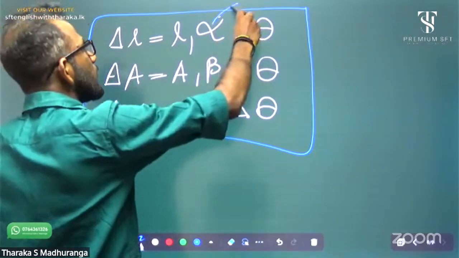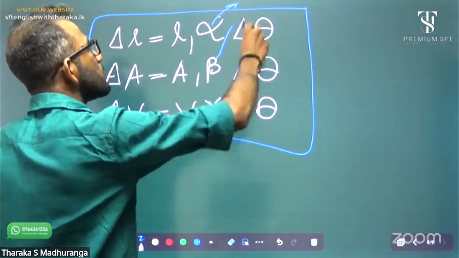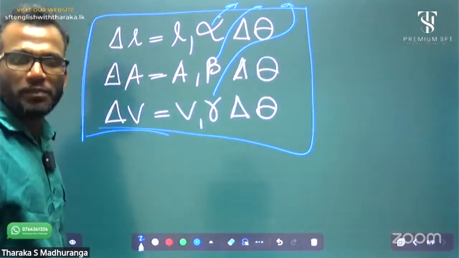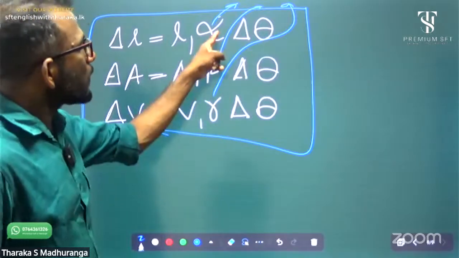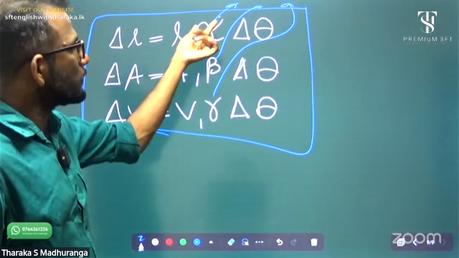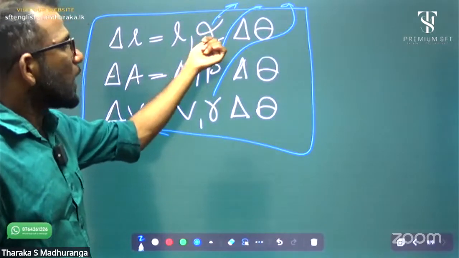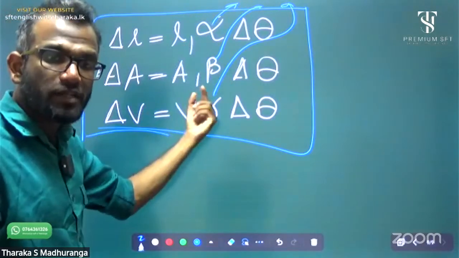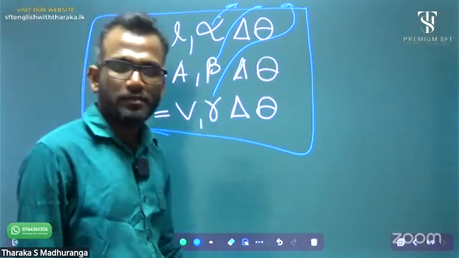Alpha is the linear expansion coefficient, beta is the area expansion coefficient, and gamma is the volume expansion coefficient. Alpha is the main value, the linear expansion. Alpha times 2 is equal to beta of any matter. Alpha times 3 is equal to gamma of any matter. That's a summary.